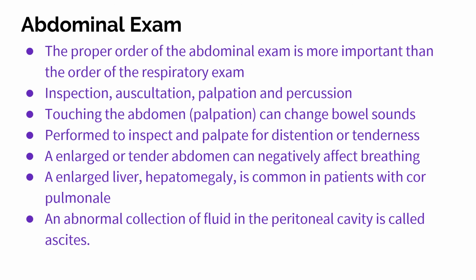So you want to inspect and palpate, again, for distension and for tenderness, because that can interfere with their breathing. Abnormal collection of fluid in the peritoneal cavity is called ascites, and that can get really distended sometimes, especially with peritonitis patients or patients with liver issues, and it can really impair their breathing. They really have a hard time taking a deep breath because it's pushing up on their diaphragm and moving up into their chest wall, and also because it's very uncomfortable.